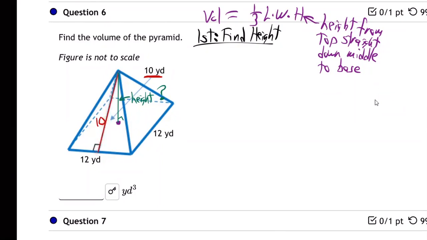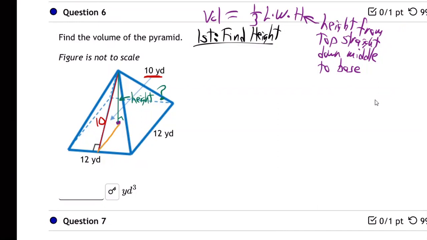It's not the real height. The slant height is what we call it. It goes down the face. It doesn't go straight down the middle. It's not the real height of the pyramid. Excuse me. So how do we find the real height? What are we going to do? Well, we're going to need to add in this line right here.